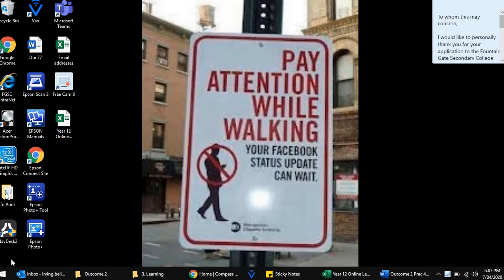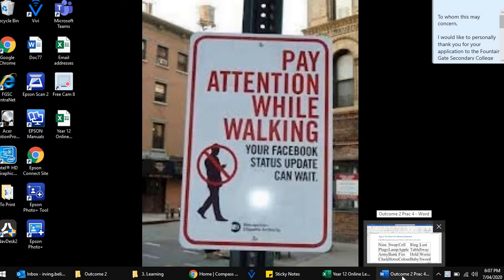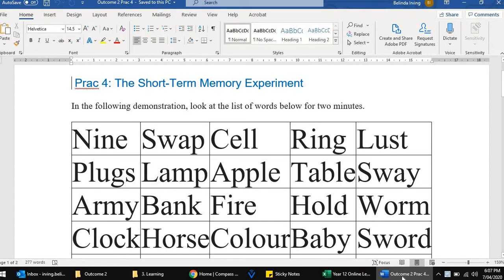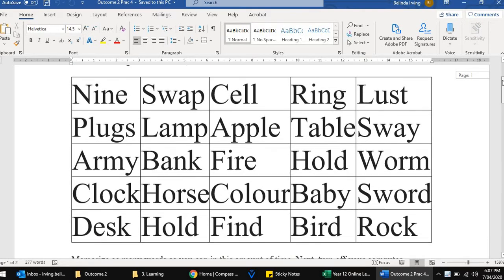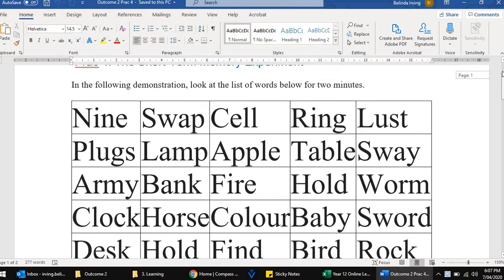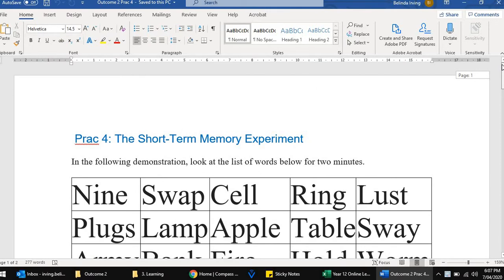Okay, so what we're going to be discussing today is, or at least I'm going to explain, the last practical for outcome 2. Once again, you have to do it for the SAC. We're trying to assess all these in the event that the SAC does or does not happen. You still need to do them. So, this one's about short-term memory, and you've got to do the experiment itself.